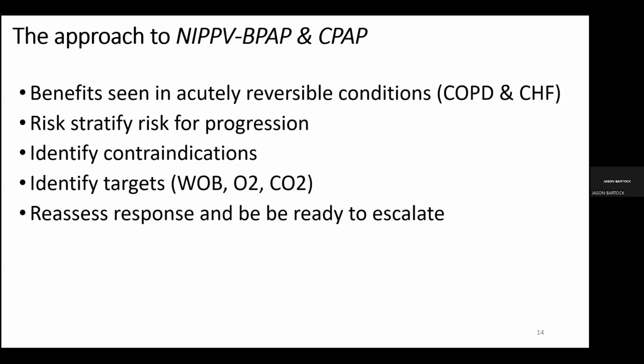reassess, titrate for comfort, titrate for endpoint, and then be ready to escalate to invasive mechanical ventilation and take over full control when a patient is failing, so that you don't allow them to continue to escalate and hurt themselves, which happens so often.